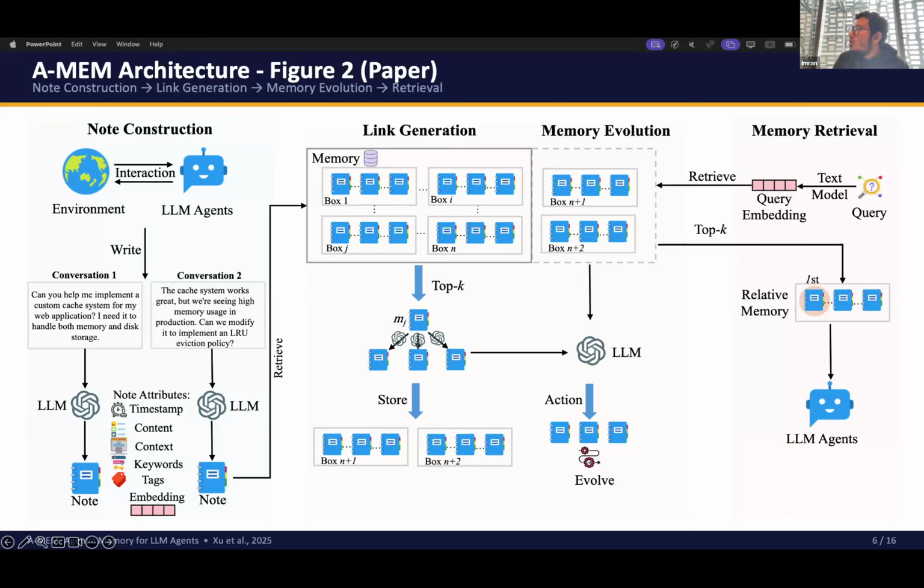So these are the main three parts. And on the right hand side, which is the memory retrieval, this is for the normal inference. Once we have built all these interconnected nodes, if we have a query, then we do a top K search, retrieve the nodes, and use that to answer the questions. That's the straightforward inference part.